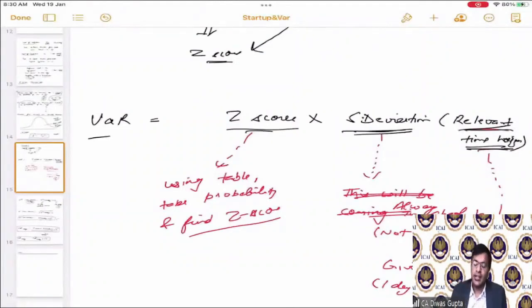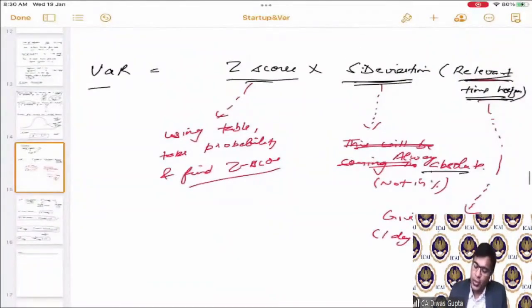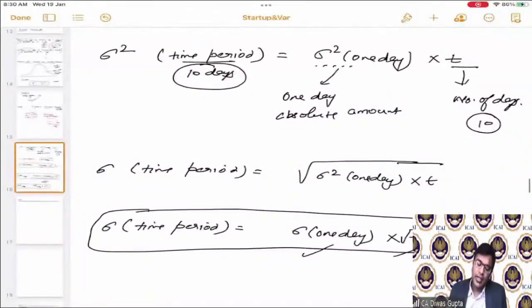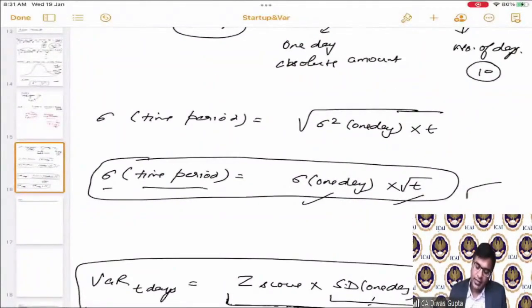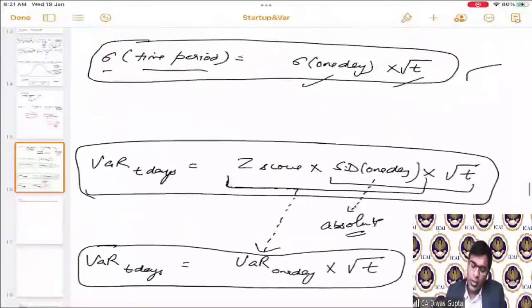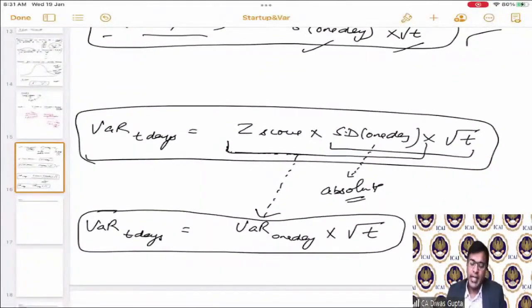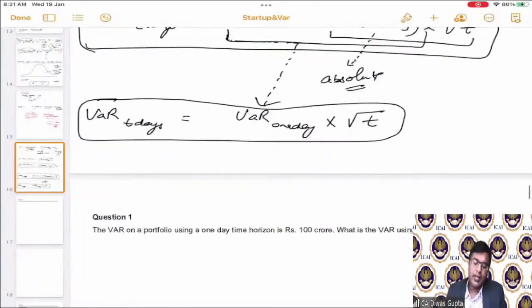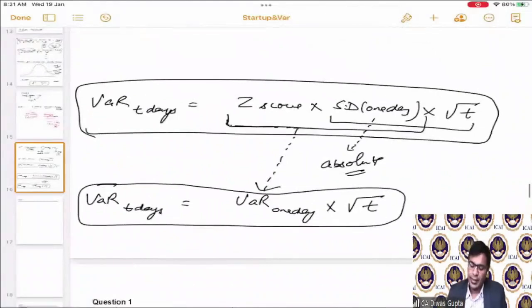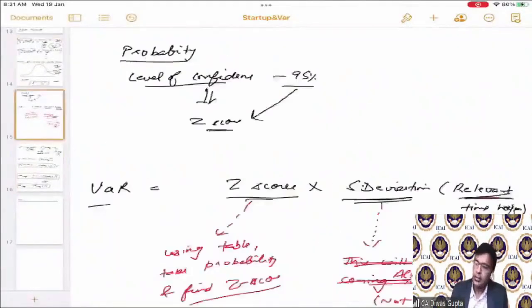This standard deviation, we said that always it will come in an absolute amount, not in percentage. What is the absolute amount of standard deviation for the relevant time horizon? And we also studied that to convert the standard deviation to the relevant time period, we can take 1 day standard deviation and multiply it with under root t. And VaR for t days will be the Z score, SD 1 day and under root t. And similarly VaR for t days will be VaR for 1 day and under root t. Okay. These are the formulas that we have studied.